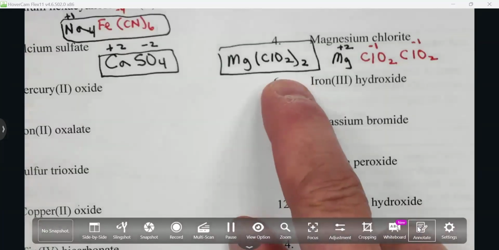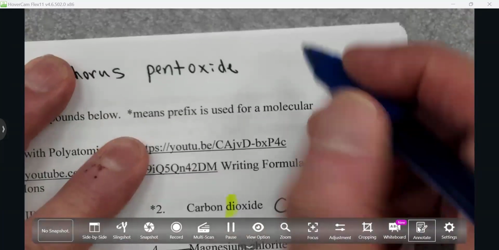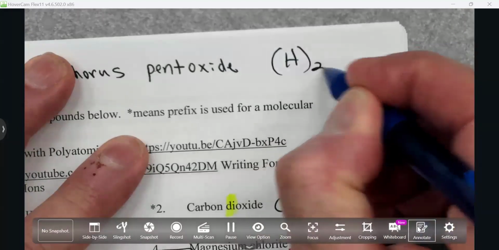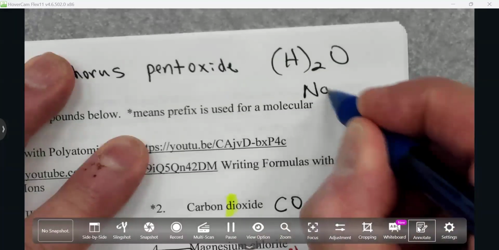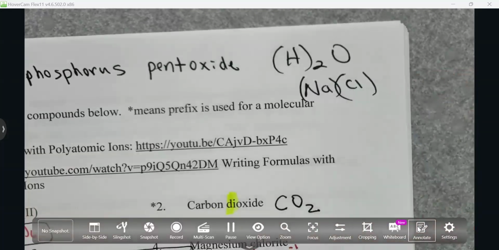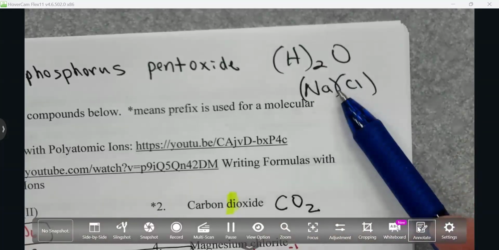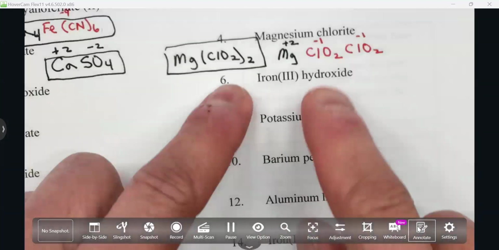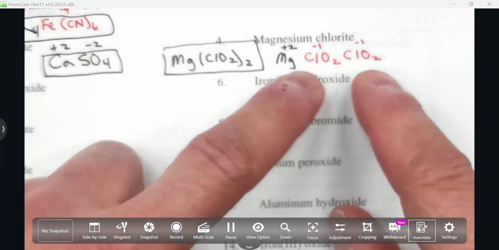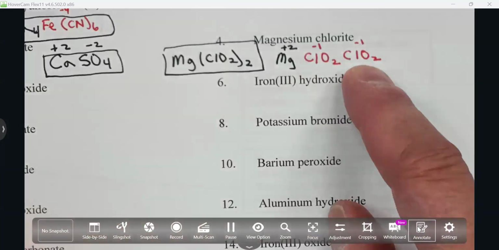Do not go parenthesis crazy now. When I show this, all of a sudden they go crazy. They lose their minds. And pretty soon the formula for water looks like this. NaCl for salt looks like this. They go parenthesis crazy. That's not going to do us any good, right? You are only going to use parentheses when you need more than one polyatomic ion. Don't go parenthesis crazy.